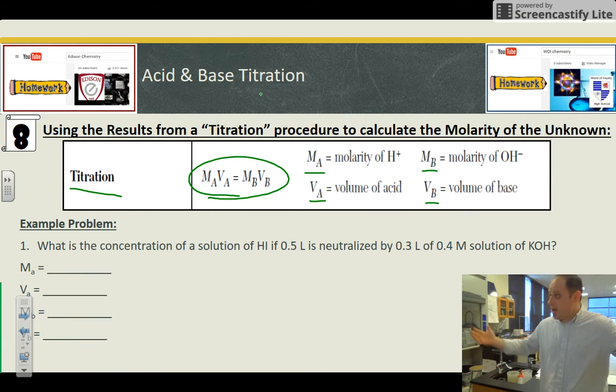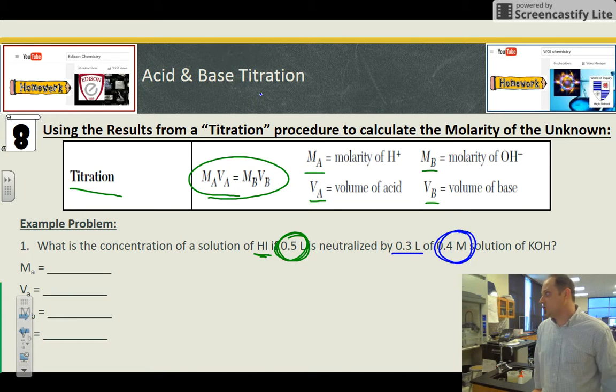All right, so example problems. What is the concentration of a solution of HI if 0.5 liters is neutralized by 0.3 liters of a 0.4 molar solution of KOH? So I think we should figure out which one's the acid or the base first.